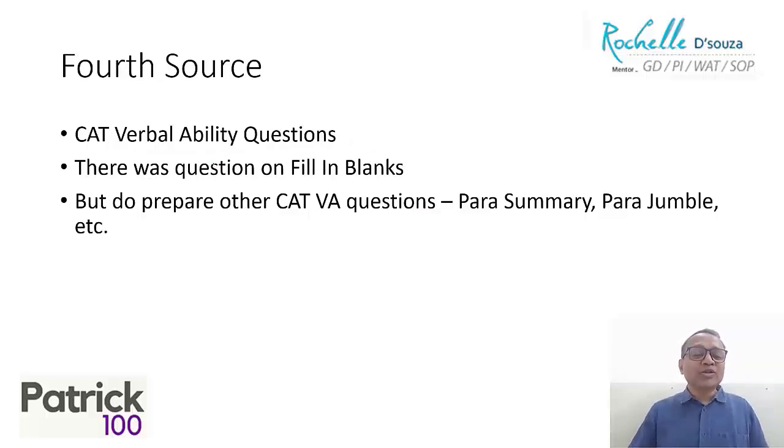And fourth would be the verbal ability questions from CAT. There was one fill in the blank question from verbal ability of CAT. So you can look at the CAT VA section, and other areas as well, like para jumbles and para summary, apart from fill in the blanks, and solve from that. That is also a good source to prepare.